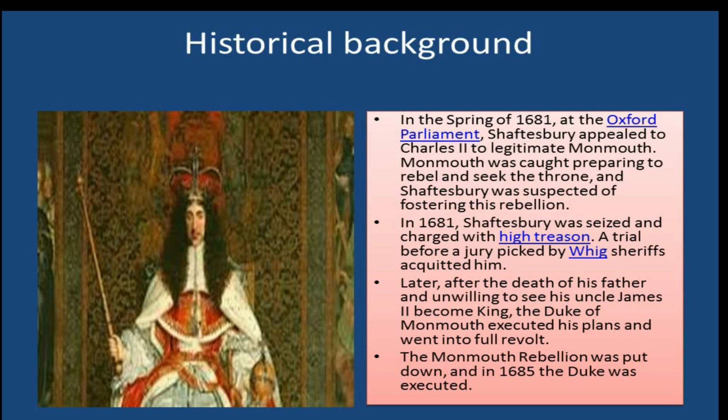Later, after the death of his father and unwilling to see his uncle James II become king, the Duke of Monmouth carried out his plans and went into full revolt. So James Scott, Duke of Monmouth, rebelled once during the life of his father and a second time after his father's death, in order to prevent his uncle from getting the throne. The Monmouth rebellion failed, and in 1685 the Duke was executed.